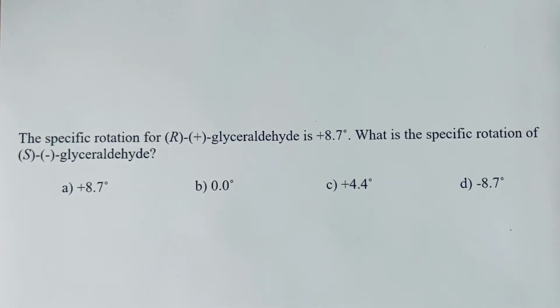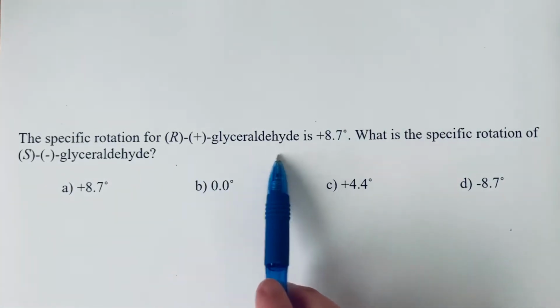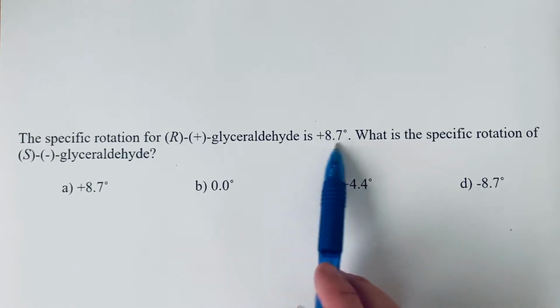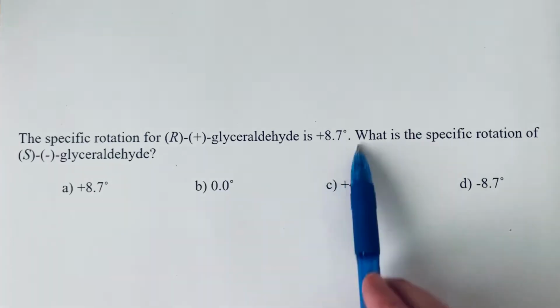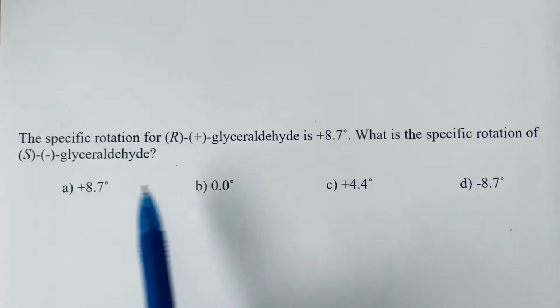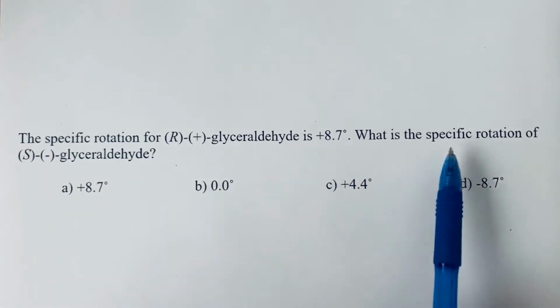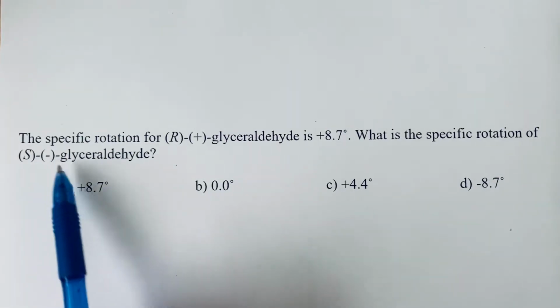The specific rotation for R plus glyceraldehyde is plus 8.7. So the plus is related to this plus. You'd have to measure it to know that it's rotating light in the positive direction. And then it asks you, what is the specific rotation of S minus glyceraldehyde?